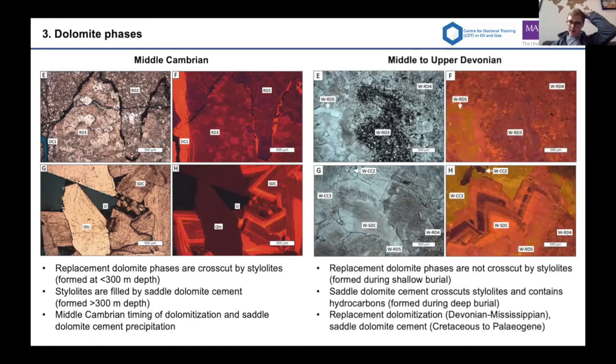And then compared to the Middle to Upper Devonian, we also have replacement dolomite phases, but they're not cross-cut by stylolites. They actually cross-cut the stylolites themselves, which suggests they formed during shallow burial.